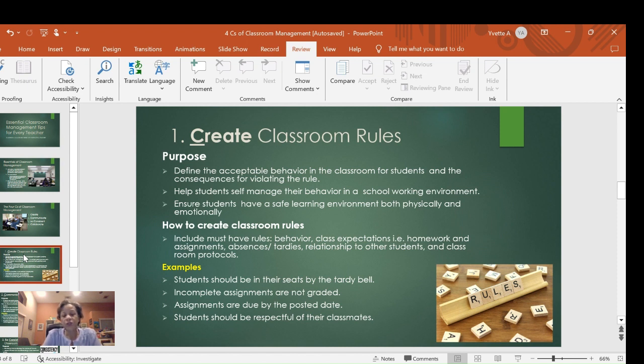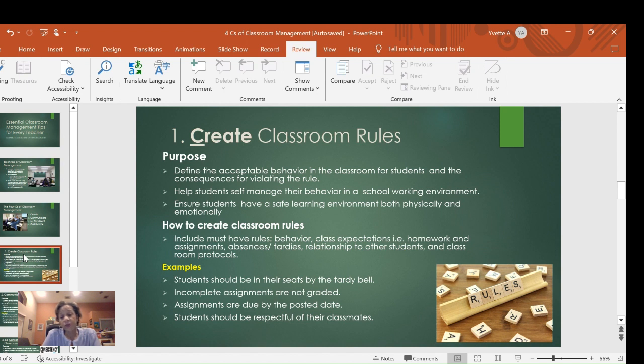So, what are some ways that you can create classroom rules? One, you could include behavior in your rules. For me, the behavior in my classroom is that when the tardy bell rings, you should be sitting in your seat. So that's an expected rule that I've established.